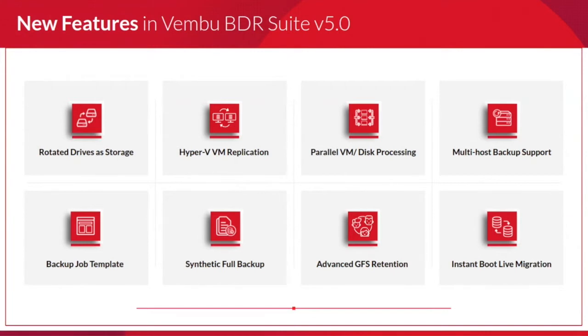The multi-host backup support is applicable for both VMware and Hyper-V, and also for the Windows disk image backup. So you can add the host, and all the hosts will be listed. You can just select the virtual machines or disks that you want to back up, and proceed with the backup configuration. And the next one is the backup job template.